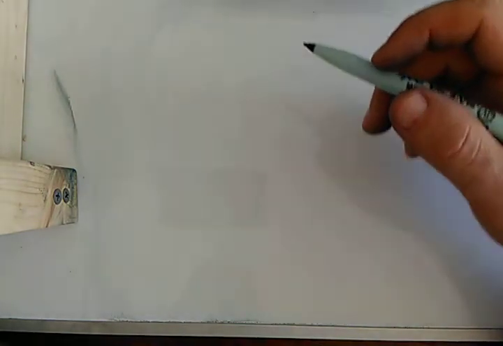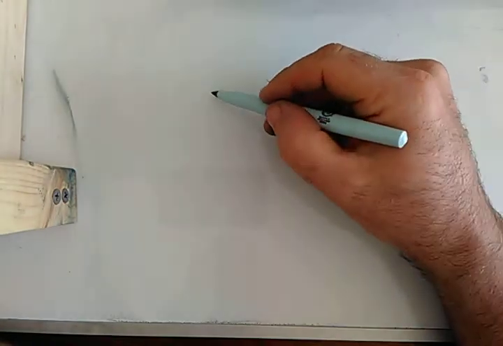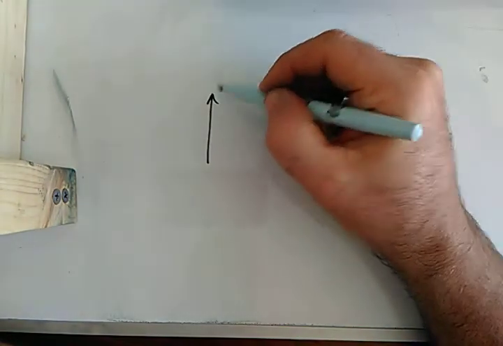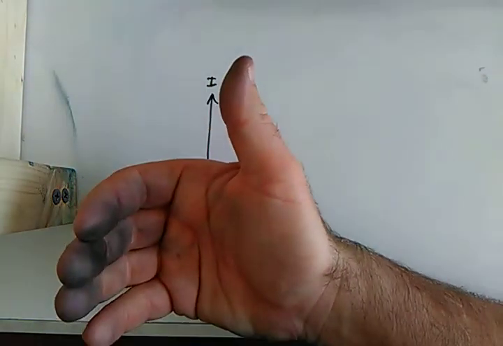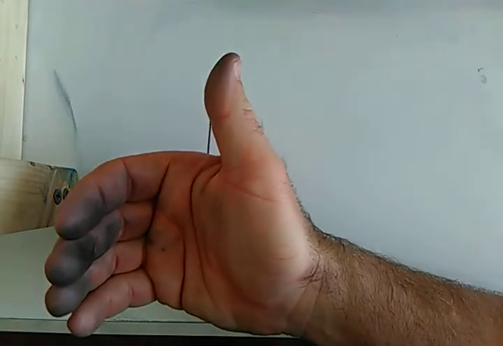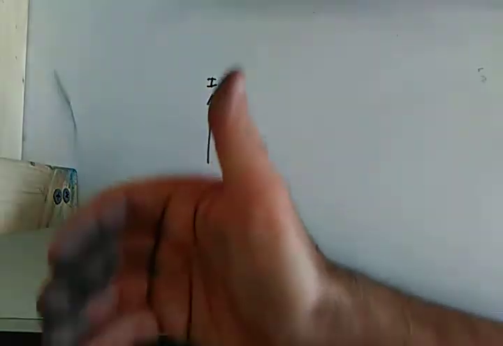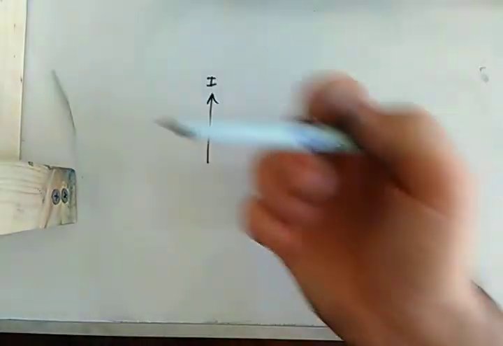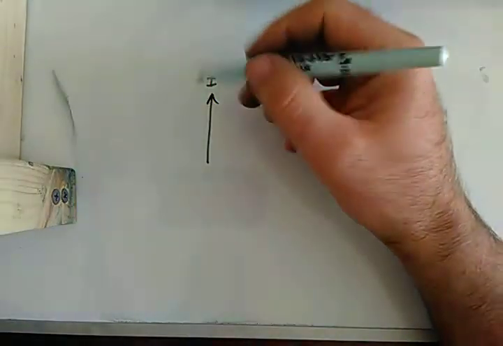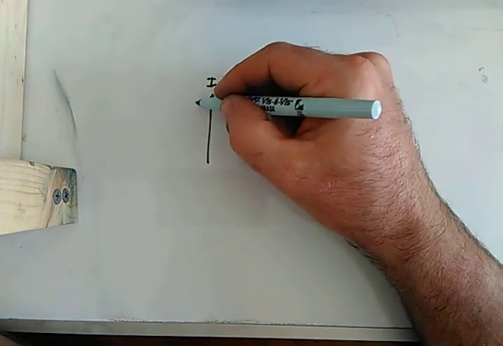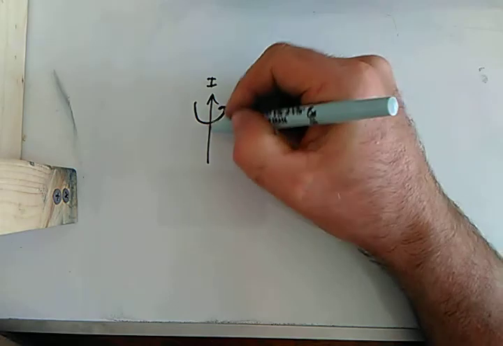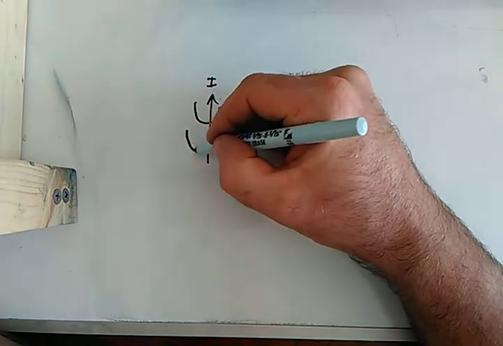So, one last part to these notes. We're going to take a look again at our picture. Let's say this is the current in the wire. If I hold my hand up like this, I know that the magnetic field around this wire wraps around in this direction, and again in this direction.